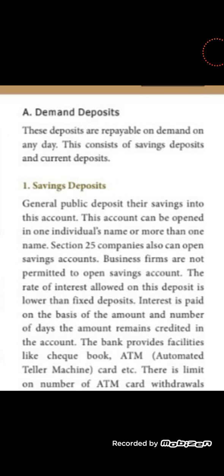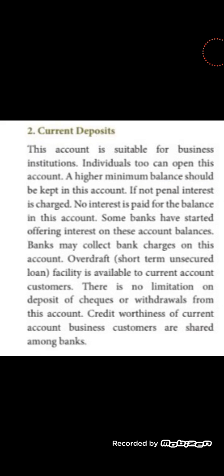For example, we teachers, as salaried employees, maintain savings bank accounts, and we can have zero balance in our account. Even with zero balance, they will accept it. Sometimes the banks offer an overdraft facility, which I will explain in forthcoming topics. If the account is not active, it becomes a dormant account. Dormant means a sleeping account. These are the explanations about the savings deposit account.